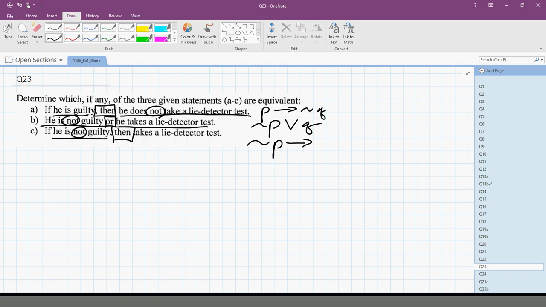Then takes the lie detector test. So what we want to see is which one of these are equivalent. Which one of these have the same matching truth values, if any? If you do not see the word not, then it's a normal statement. You see the word not, that means it's a negation of it.